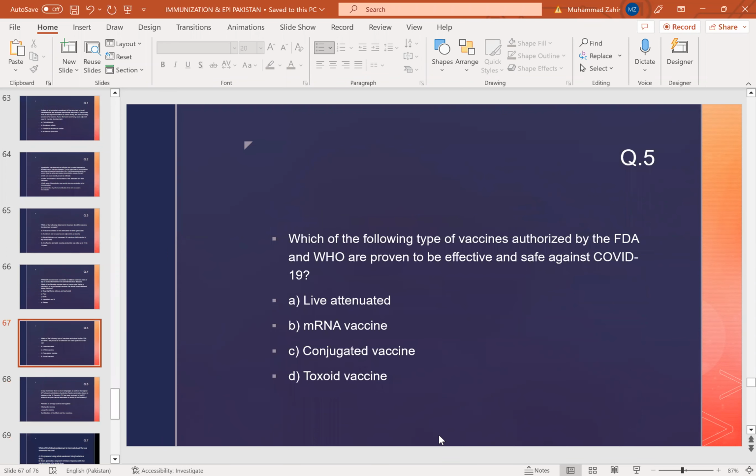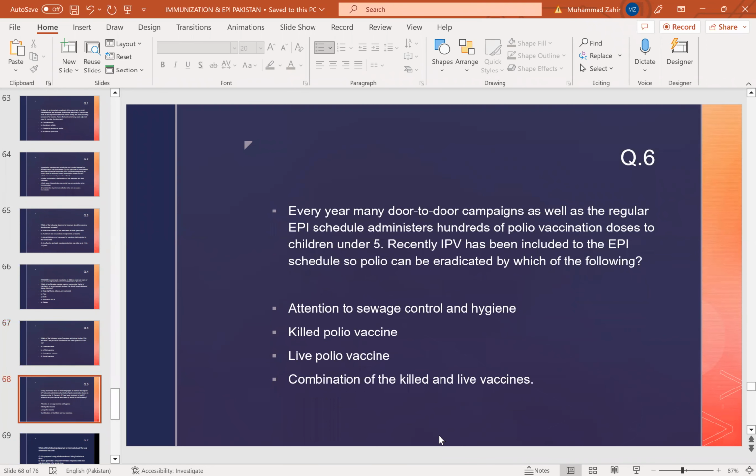Rabies is not included. Which of the following types of vaccine authorized by the FDA and WHO are proven to be effective and safe against COVID-19? Live attenuated, mRNA, conjugate, or toxoid vaccine? B, mRNA. Yes, the easy one, the messenger RNA vaccine.